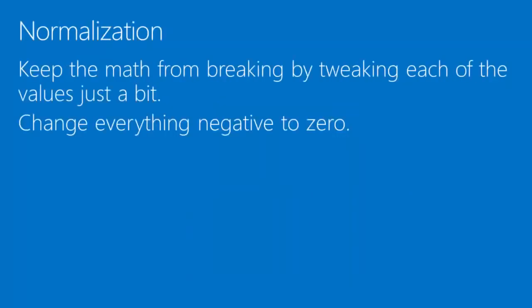Now, that's our second trick. Third trick, normalization. This is just a step to keep the math from blowing up and keep it from going to zero.